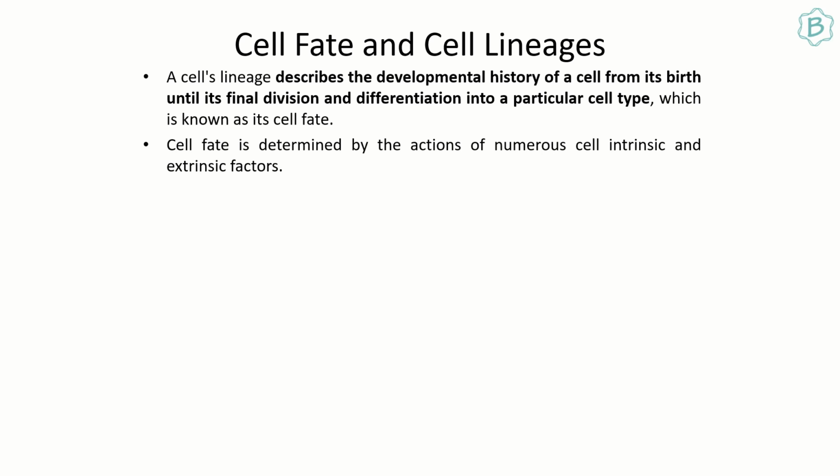Cell fate is basically determined by the actions of numerous cell intrinsic as well as extrinsic factors. Intrinsic is what? Inside the cell. Whatever condition is present inside the cell is controlling it, and the neighboring environment is also controlling it, that is extrinsic factors. So these are the examples.